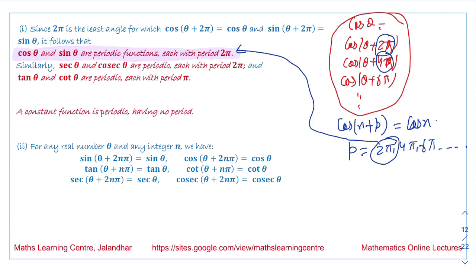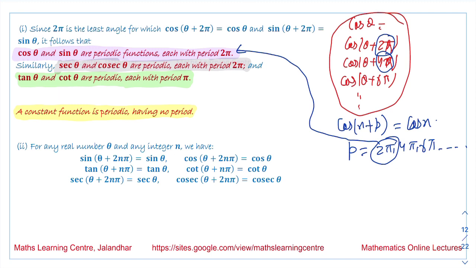Similarly, the period for the functions secant theta and cosecant theta is 2 pi, and for the functions tan theta and cot theta, each has the period pi. Further, we have the result that a constant function is periodic but it does not have any period. For the details you can refer to the video related to even and odd functions and periodic functions.